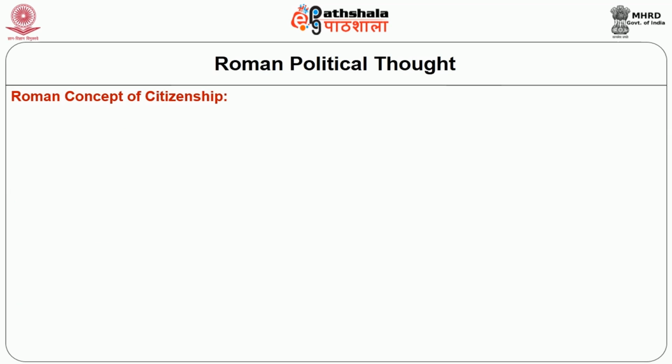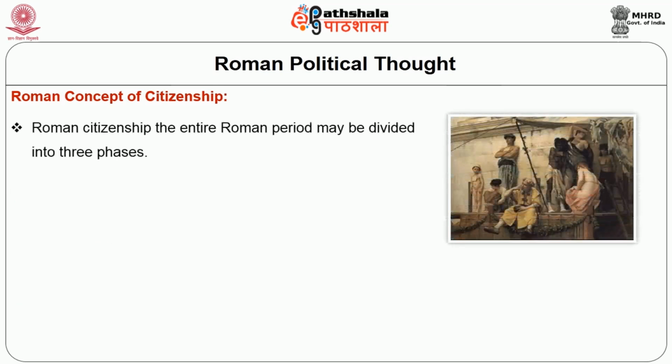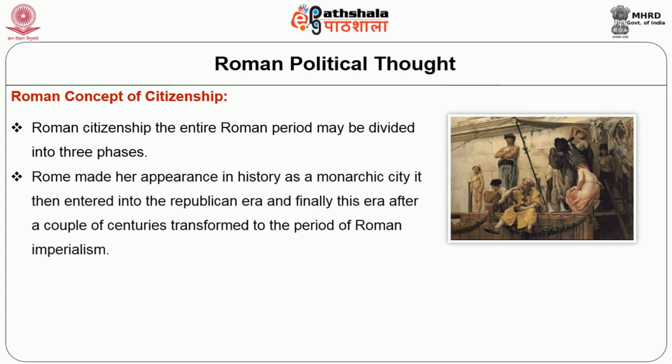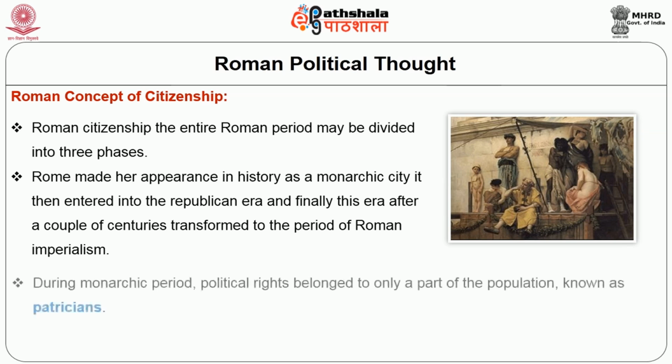The Roman concept of citizenship. In order to understand Roman citizenship, the entire Roman period may be divided into three phases. Rome made her appearance in history as a monarchic city-state. It then entered into the Republican era, and finally, after a couple of centuries, this era transformed into the period of Roman imperialism. During its monarchic period, political rights belonged only to part of the population known as patricians.